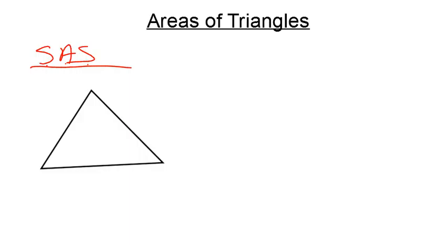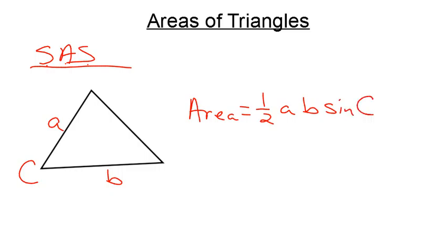The side angle side area formula says that if I'm given two sides in a triangle, say A and B, and the angle in the middle, say C, then the area of this triangle can be found using the formula area equals 1/2 A times B, where A and B are your sides, times the sine of angle C, where C is the angle in the middle, or as we like to say in the business, the included angle.